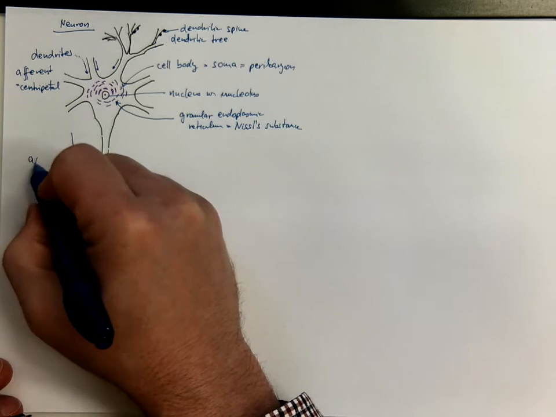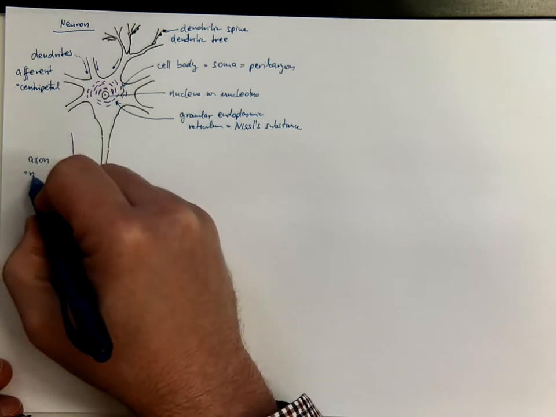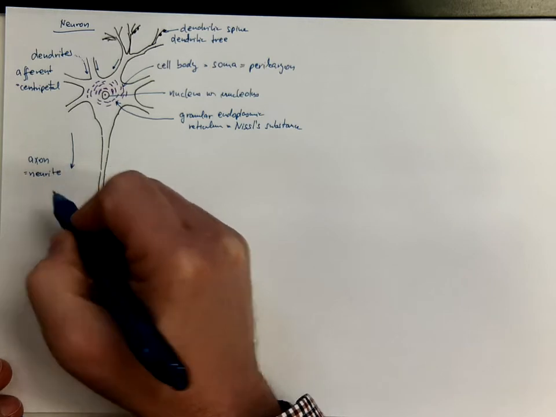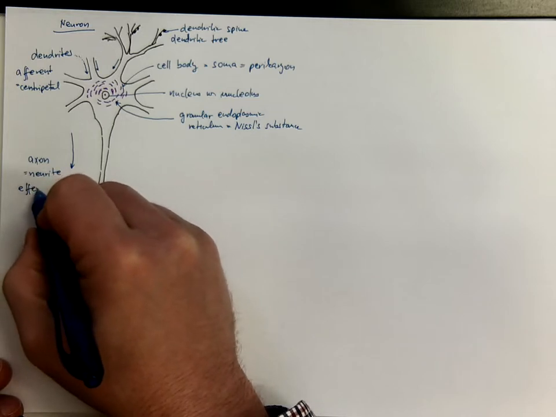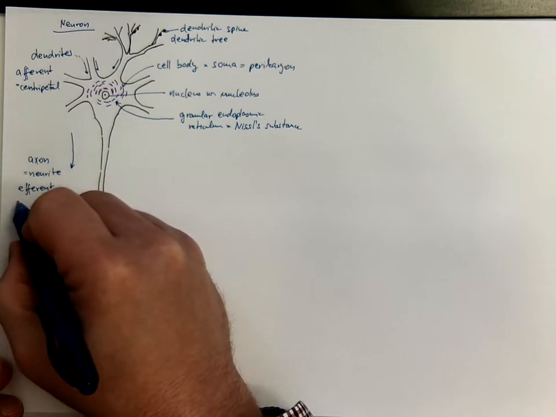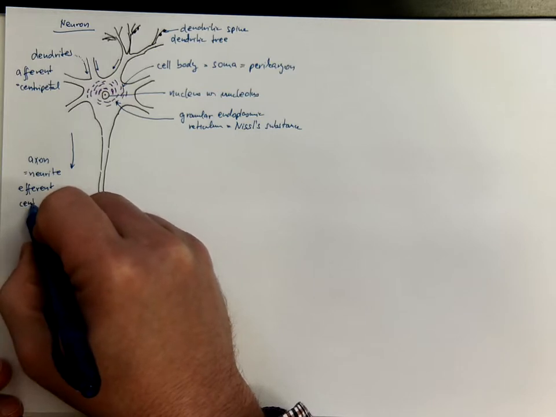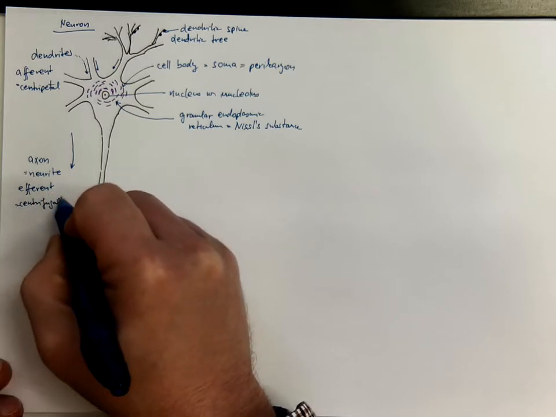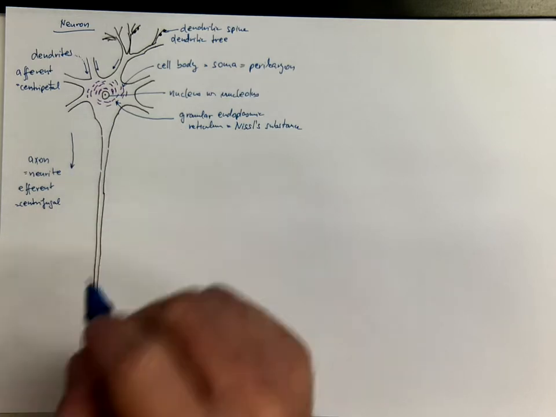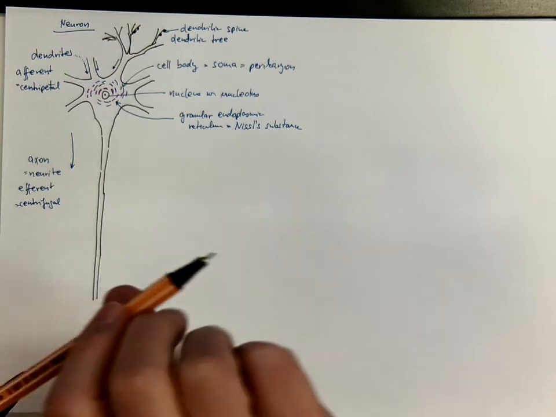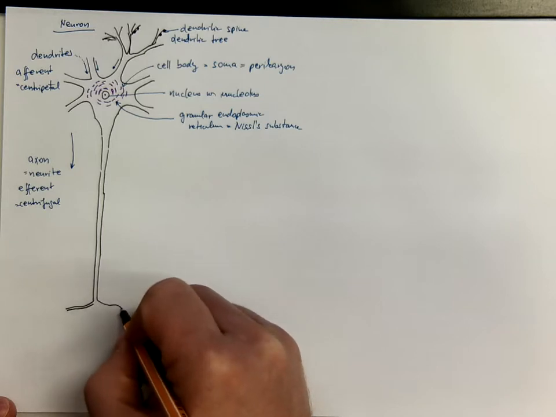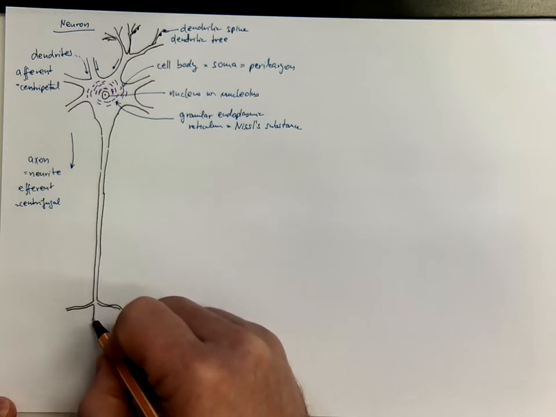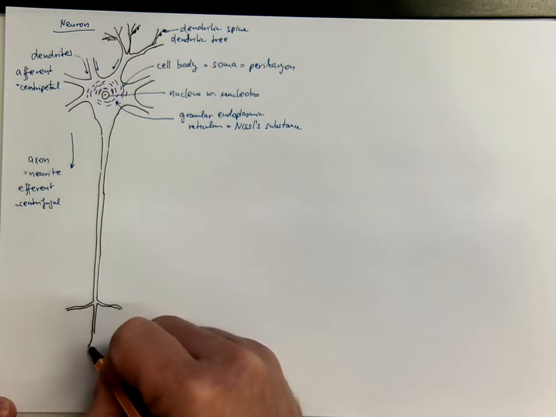This is called axon or neurit, and this direction is efferent, or centrifugal. Away from the center. The axon may have side branches called collaterals, axon collaterals, and it usually ends with a terminal ramification called terminal arborization.